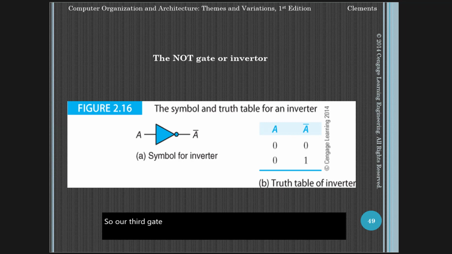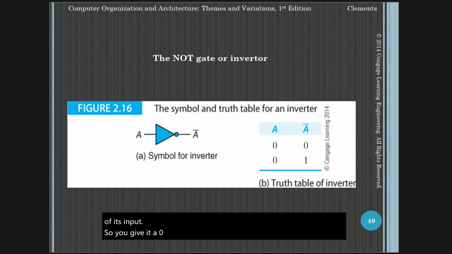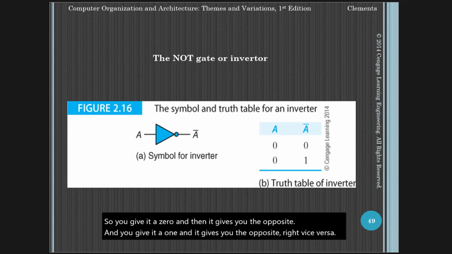So our third gate is called the NOT gate, or sometimes called the inverter, right? It's the simplest of all gates. The inverter or the complementer has a single input and output. Its output is the logical complement of its input. So you give it a 0, and then it gives you the opposite. And you give it a 1, and it gives you the opposite, right? Vice versa.